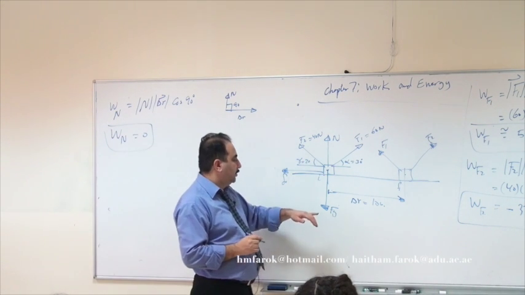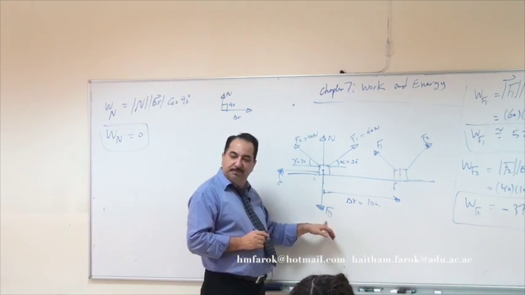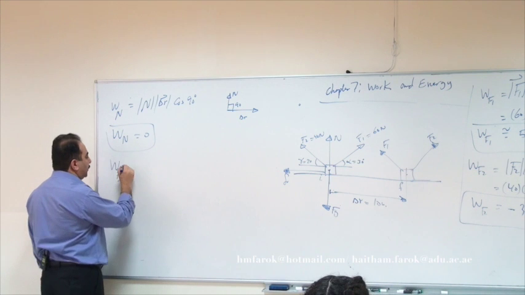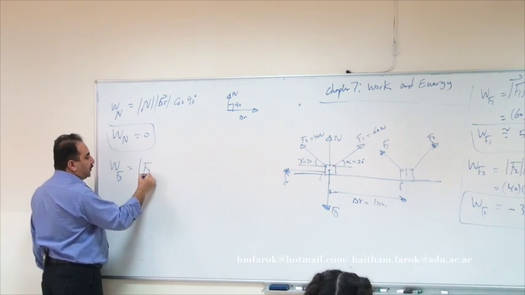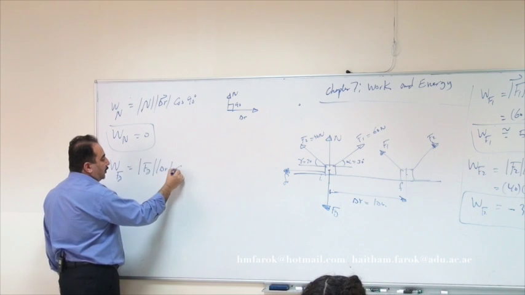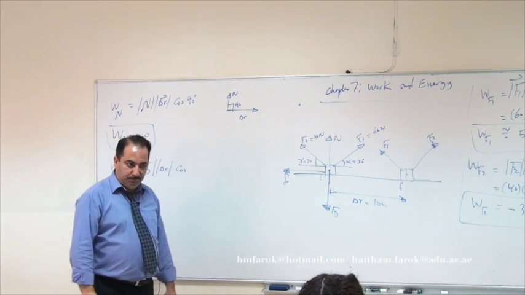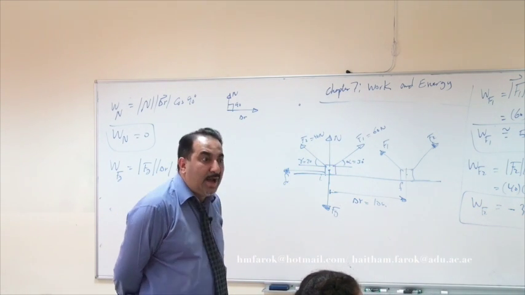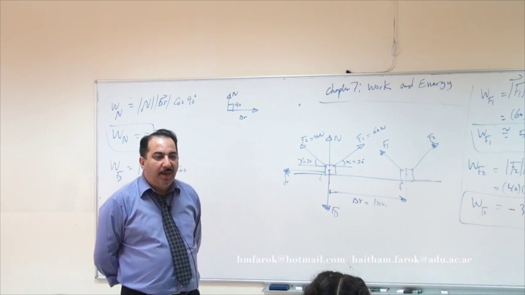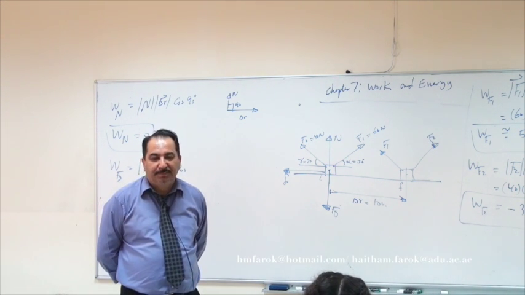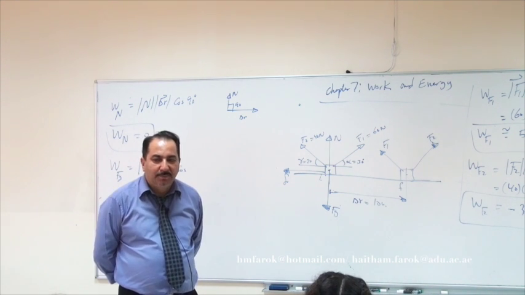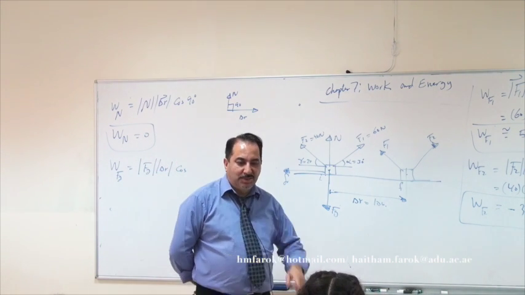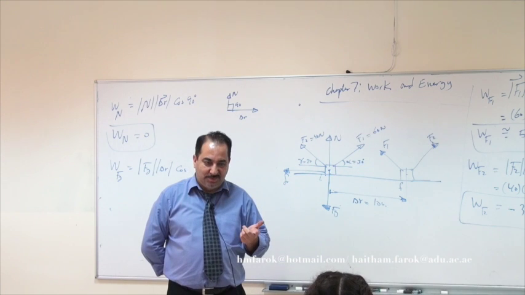The next force, Fg. W Fg. So what do I need? The magnitude of Fg, magnitude of displacement, cosine the angle between them. What's the angle between Fg and delta R? 90 as well. Anyone think it's 270? I did. You did, yeah? Why do you think it's 270? Because you're thinking of directions.